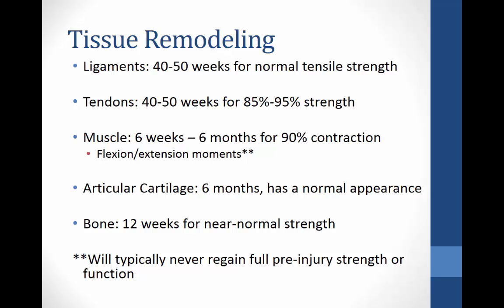Ligaments tend to take 40 to 50 weeks for normal tensile strength to return. Tendons are about the same, but only about 85 to 95% of strength is returned after those 40 to 50 weeks. Muscles, anywhere from 6 weeks to 6 months for about 90% of contraction. This is mostly concerning flexion and extension moments, which will never typically regain full pre-injury strength or function. Articular cartilage takes approximately 6 months to have a normal appearance and tensile strength. The tensile strength of bone will occur within 12 weeks for near normal strength and appearance.